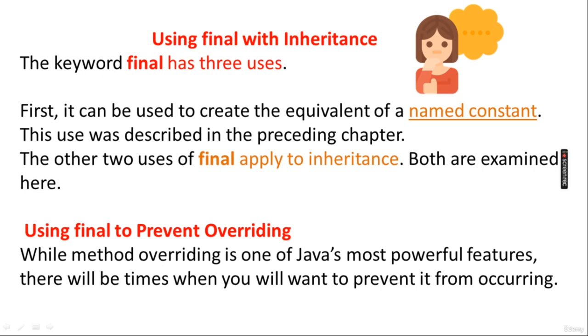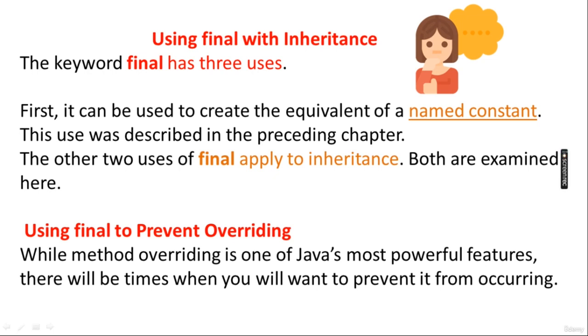The keyword final has three uses. First, it can be used to create the equivalent of a named constant. Named constant means you are creating a variable and it is constant, like in C++ where we were creating it. You can create such a type of constant using final. This use was described in the preceding chapter. The other two uses apply to inheritance, and we will see them here.